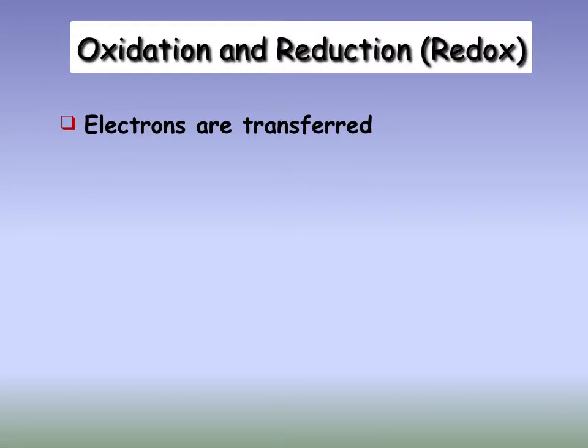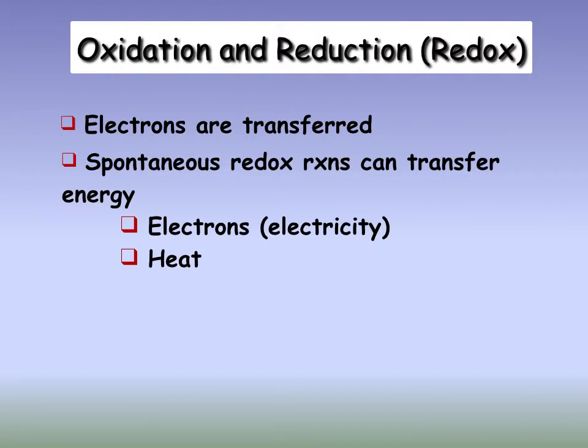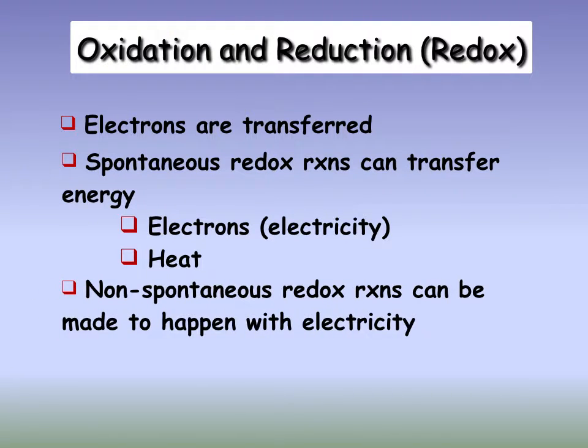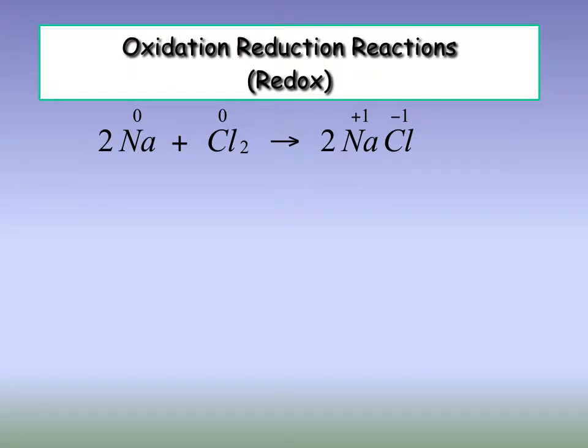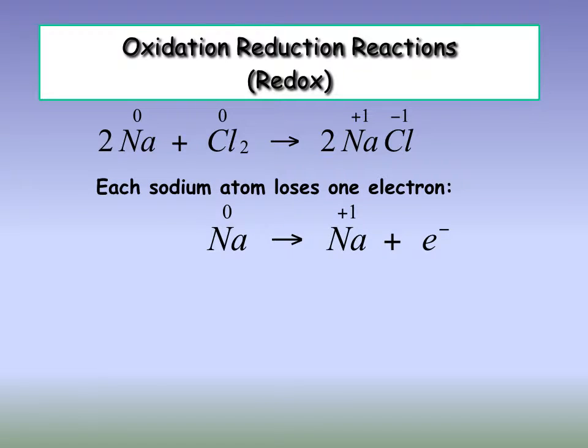In an oxidation-reduction reaction, electrons are transferred. This can be spontaneous, but it could also be non-spontaneous with the addition of something like electricity. Let's take a close-up look at an oxidation-reduction reaction. Here we have sodium, which is a solid, and when it reacts with chlorine gas, a vigorous reaction occurs and produces sodium chloride. Each sodium atom in this equation loses one electron.